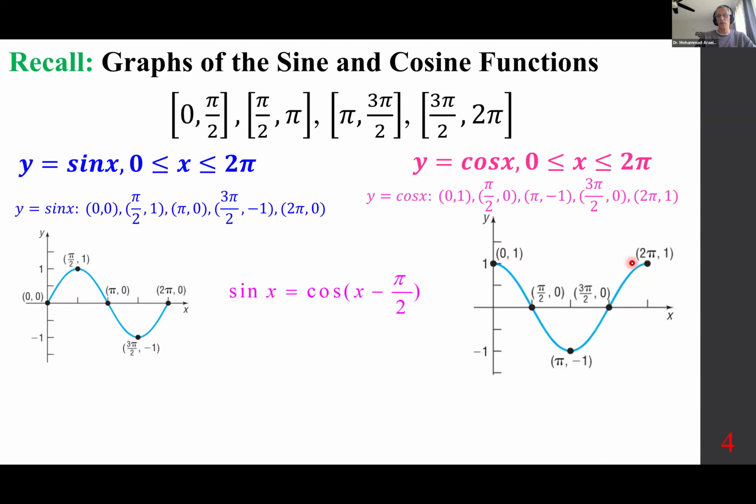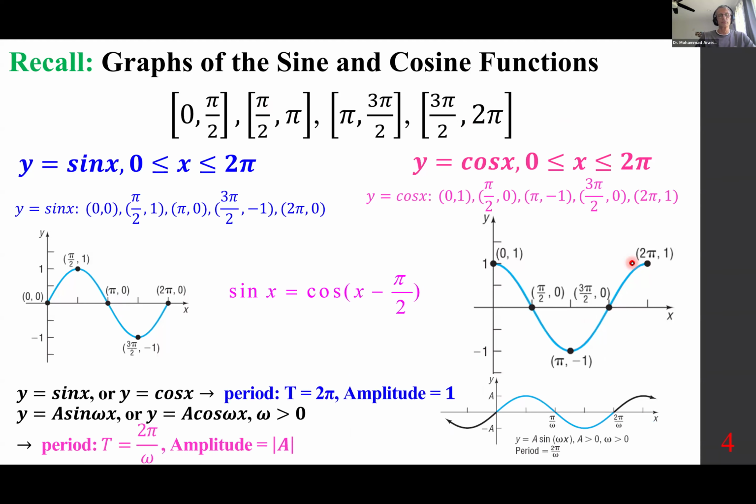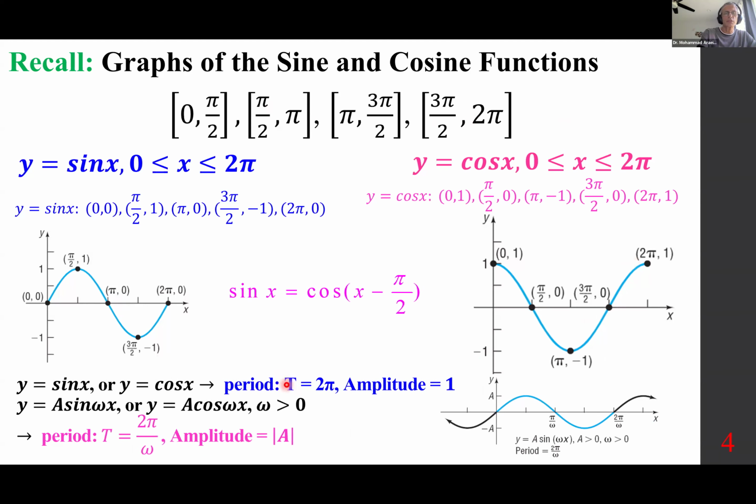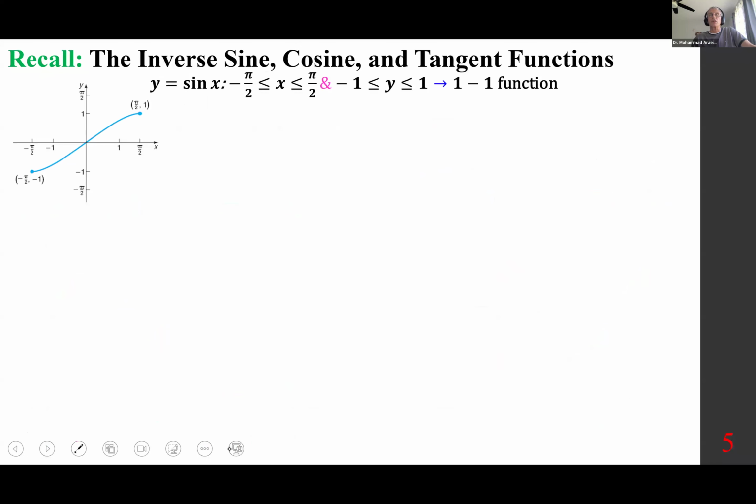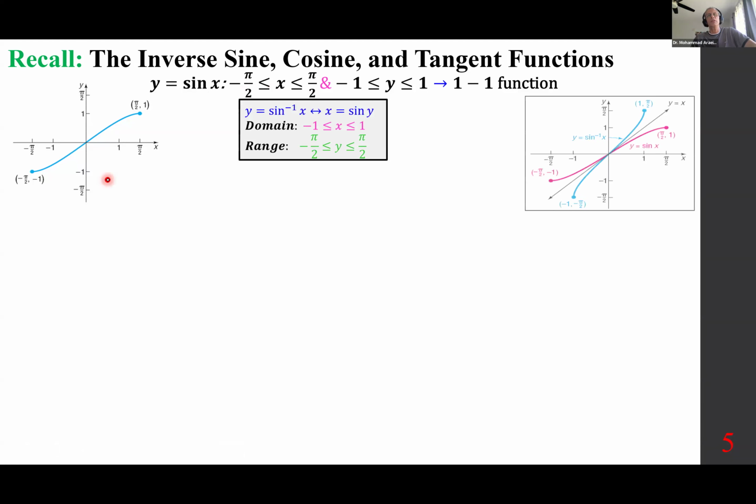Sine is the same as cosine of x minus pi over 2. So the period is t equals 2 pi, amplitude is 1. If we have a sine omega x, or cosine, it changes the period to 2 pi over omega, amplitude to absolute value of a. As far as the inverse functions are concerned, when it comes to trigonometric functions, none of them has an inverse because they're all periodic and they fail to be a one-to-one function. However, restriction, for example, for sine from minus pi over 2 to pi over 2 makes it a one-to-one, and therefore we can come up with the inverse function.